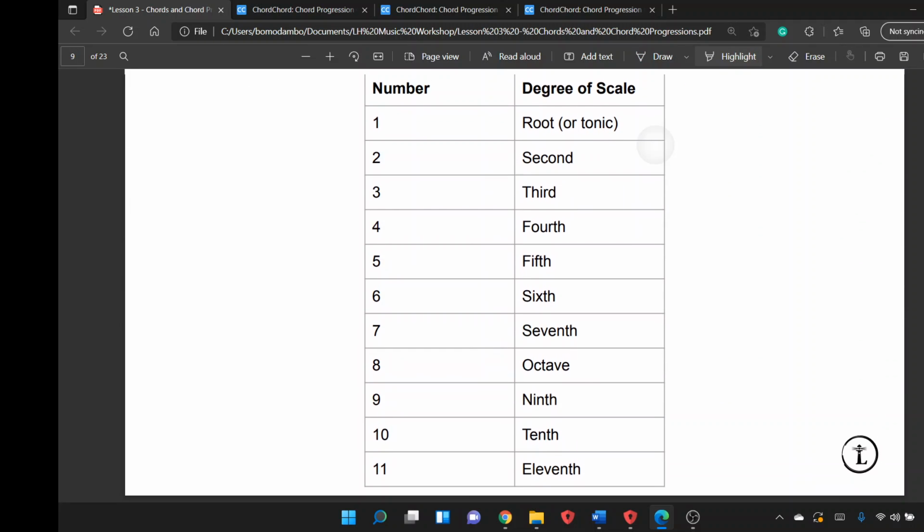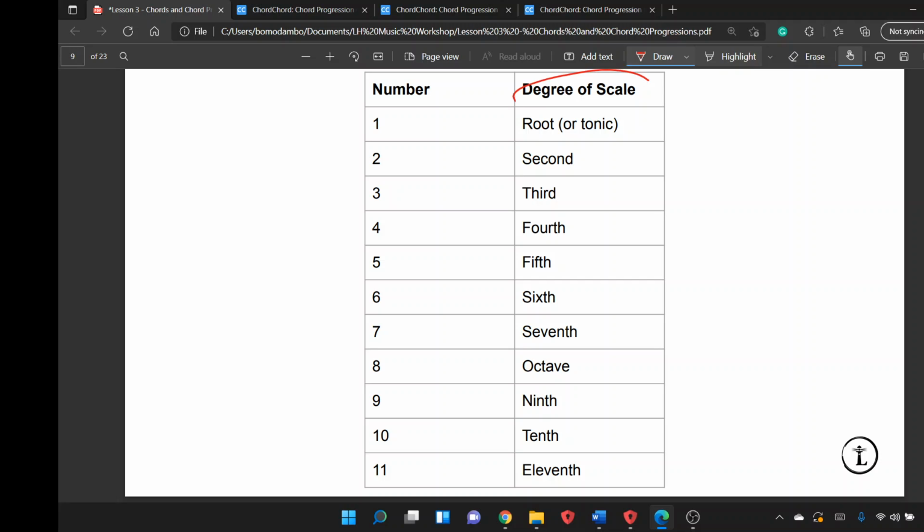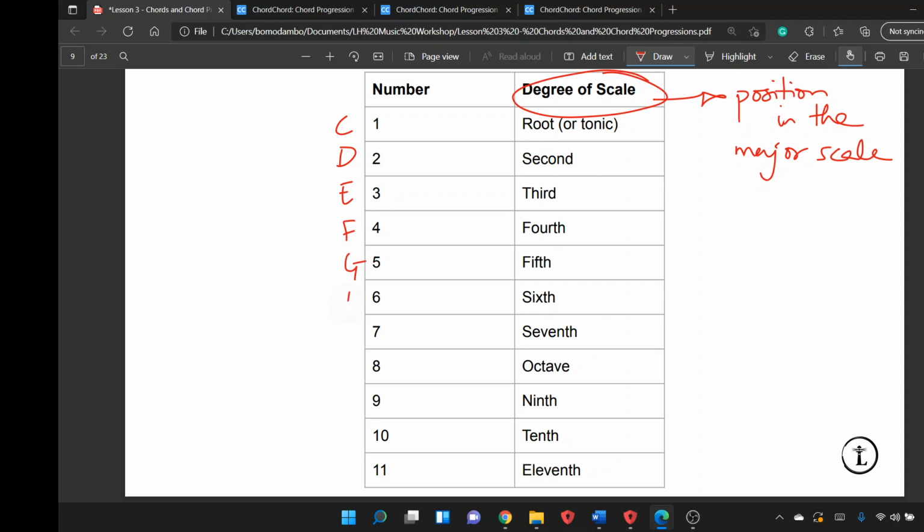Okay, like I said, you can call this degree of scale, which just means the position in the major scale. So if you take a key C again, for example, and this is the order of which all the notes are written, okay, C would be the root note, or tonic note. D would be the second note, E would be the third, and so on and so forth. A would be the sixth, and B would be the seventh. All right.